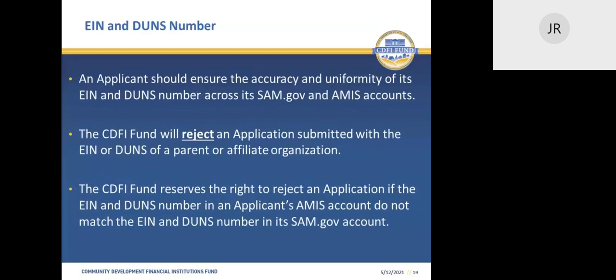So applicants should ensure that the information in all the applicable accounts, again, SAM.gov, Grants.gov, and AMIS, are updated with the correct EIN and DUNS number. If the EIN and DUNS number in the applicant's AMIS account do not match the EIN and DUNS number in its SAM.gov account, the CDFI Fund will reject the application. And additionally, the EIN and DUNS number should be that of the applicant, and applications submitted with the EIN or DUNS number of a parent or affiliated organization will also be rejected.